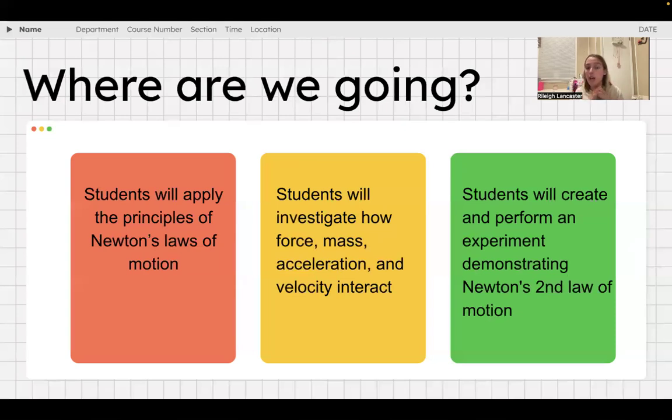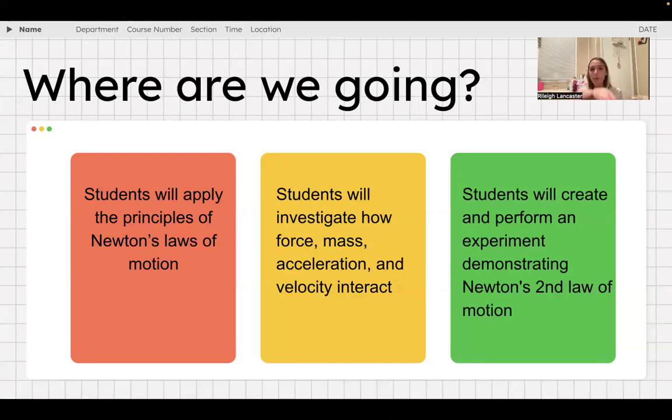You're going to be able to apply the principles of Newton's laws of motion, investigate how force, mass, acceleration, and velocity interact, and eventually we'll get to the point where we can create and perform our own experiment demonstrating Newton's second law of motion. So, what does all this mean? We will figure this out.